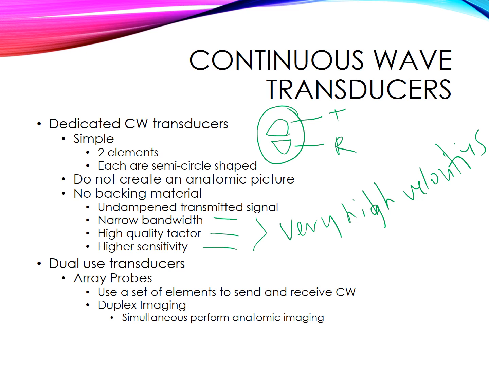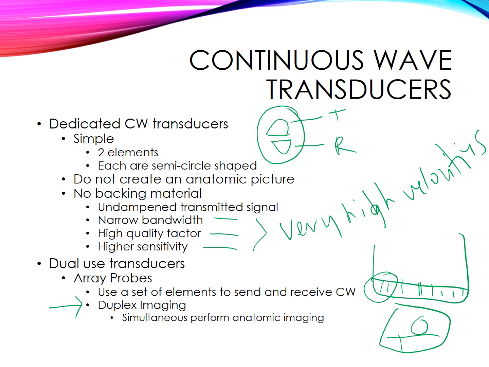The other option for continuous wave transducers is to use a dual use transducer, and these are going to be our array probes. So it's going to use a set of elements to send and receive. This is our array, it only needs a couple elements to do that continuous wave portion of it, and then it's going to use the rest of the elements to do our duplex imaging where we get our actual picture and then our continuous wave underneath it. So it'll simultaneously perform anatomical imaging and continuous wave.